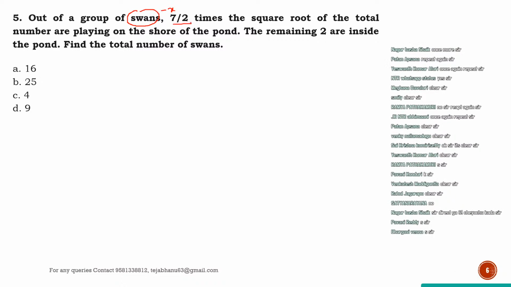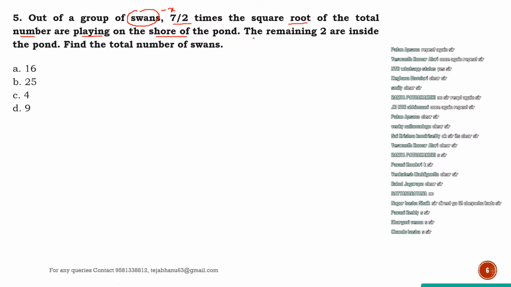7/2 times the square root of the total number are playing on the shore. The remaining 2 swans are swimming inside the pond. Then find the total number of swans.